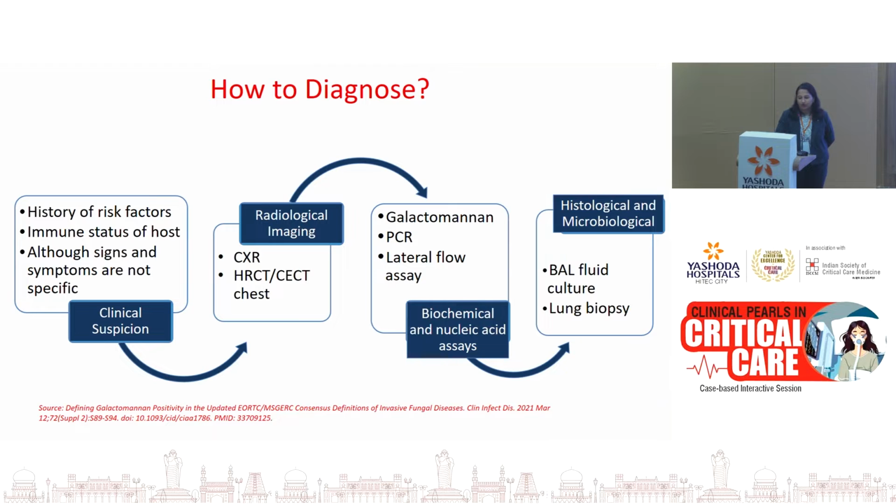Then we can go along with radiological investigations like a chest X-ray, HRCT or CECT chest. And there are several biomarkers which can help us. The galactomannan and beta-D-glucan can help us in making a fungal diagnosis. These days PCR is also available, and lateral flow assays for several fungi are also there, like for cryptococcosis, histoplasmosis and others. We need biological samples for making a diagnosis by microscopy and culture. The BAL fluid can help, and even lung biopsies are helpful.